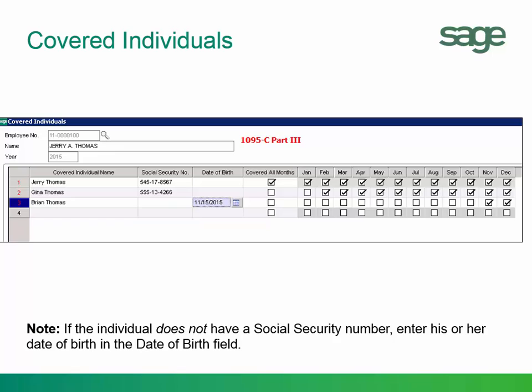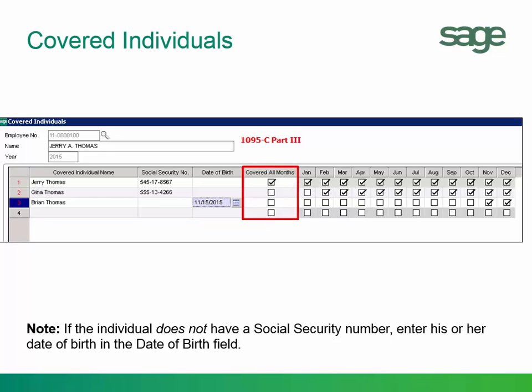So if you did click the Covered Individuals button, you will see this window. Use this window to enter information for employees and their dependents who were enrolled in employee-sponsored, self-insured health coverage offered by your company during any part of the calendar year. This information will appear on 1095-C. Enter the full name, Social Security number, date of birth, and select the applicable calendar months that each individual was covered, including the employee. If the individual does not have a Social Security number, enter his or her date of birth in the date of birth field.